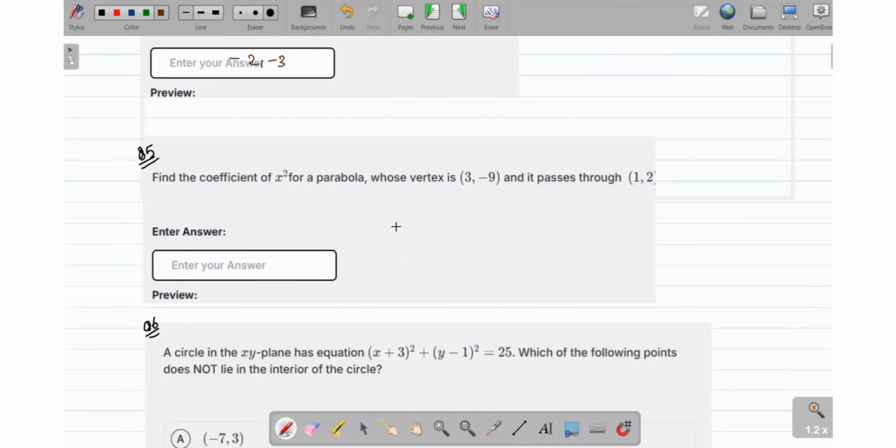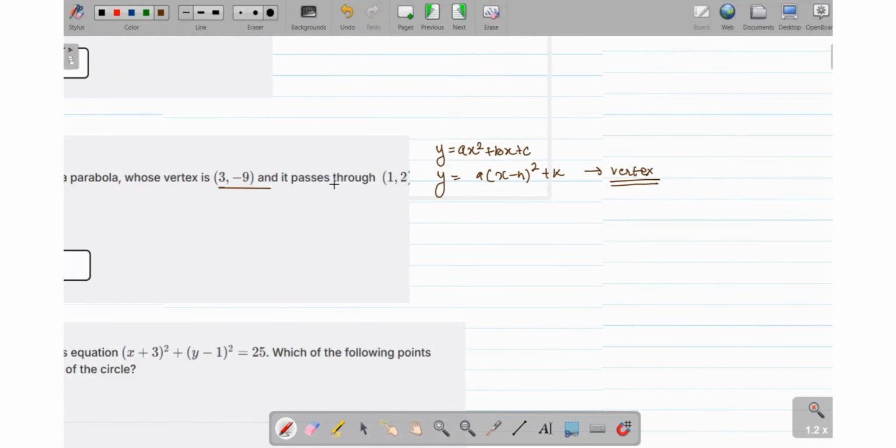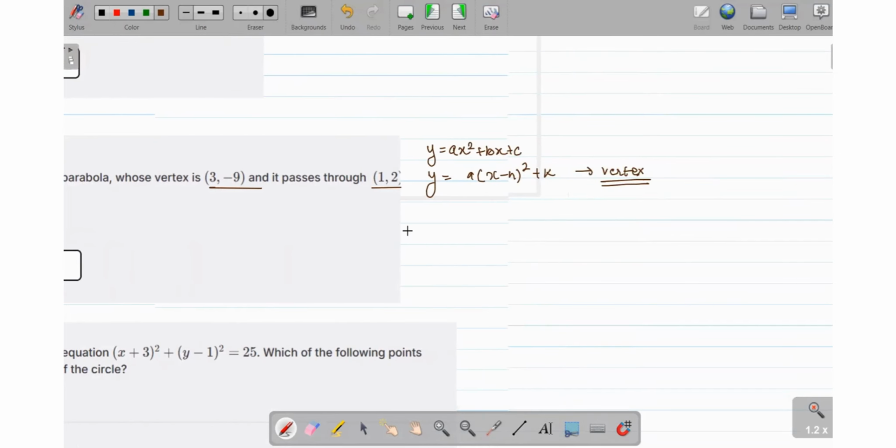Let's discuss the next question, which is find the coefficient of x square of a parabola whose vertex is 3 comma -9 and passing through the point 1 comma 2. Now that's a very important question we need to discuss. Before we do this question, I need to discuss the types of quadratic parabola you can have. The very first kind of equation you can have is ax square plus bx plus c, which is the standard form of any parabola. The second kind of equation you can have is a(x minus h) whole square plus k, which is the vertex form of parabola, where h comma k is a vertex, or we can say that the turning point. Now we have the first point, which is the vertex, and the second point, which is 1 comma 2. We need to get the coefficient of x square, which is a, right?